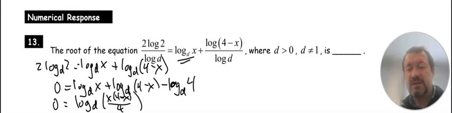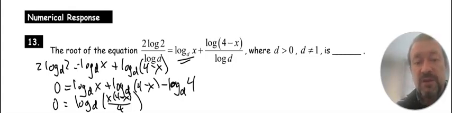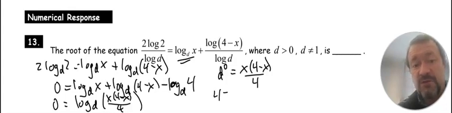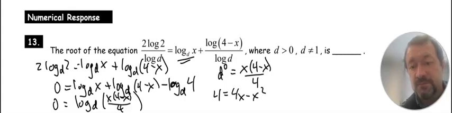Now that I've got it in terms of one logarithm, I'm going to get rid of the log. That is my pattern when I'm solving a log equation: combine into one log and then get rid of the log. So now d to the power of 0 will be x multiplied by 4 minus x over 4. We know that d to the 0 is 1, and I'm just going to multiply up by that denominator. So 4 will equal 4x minus x squared when I distribute the x to the numerator.